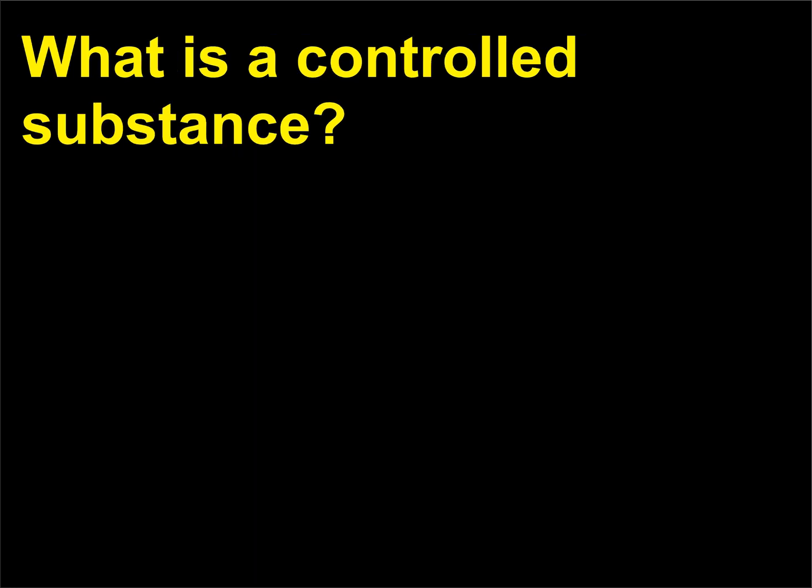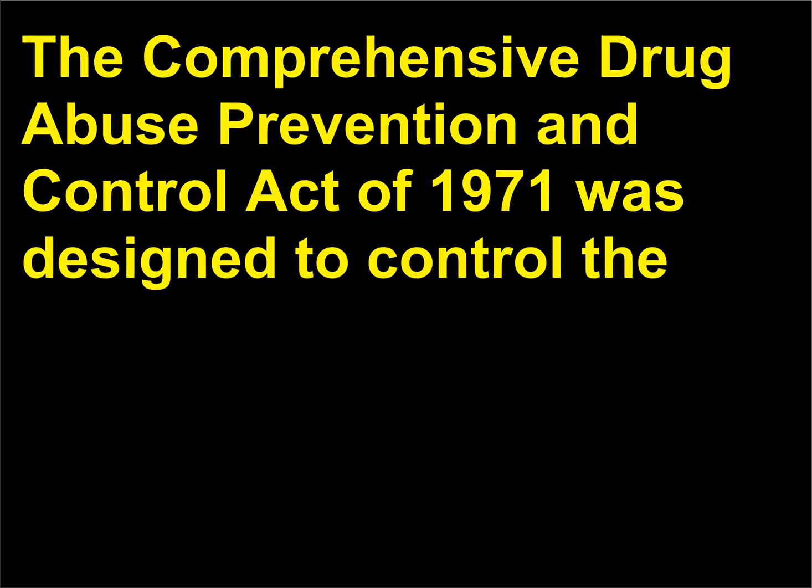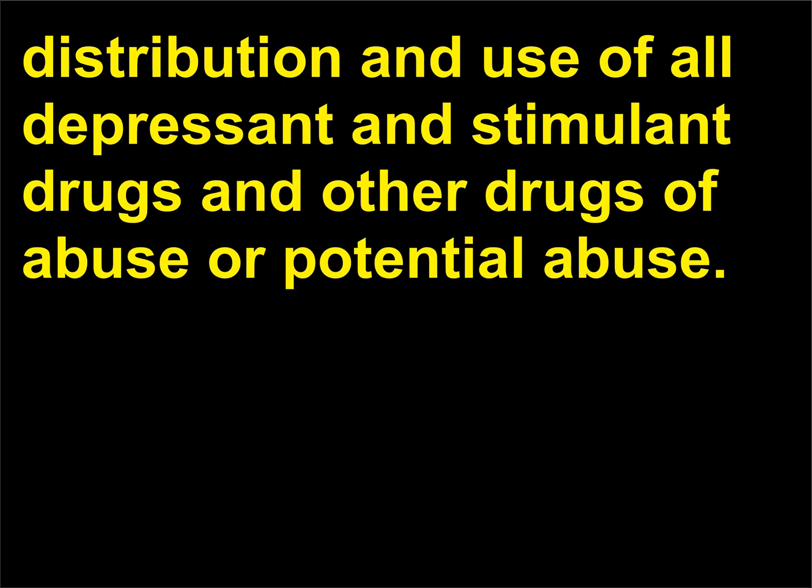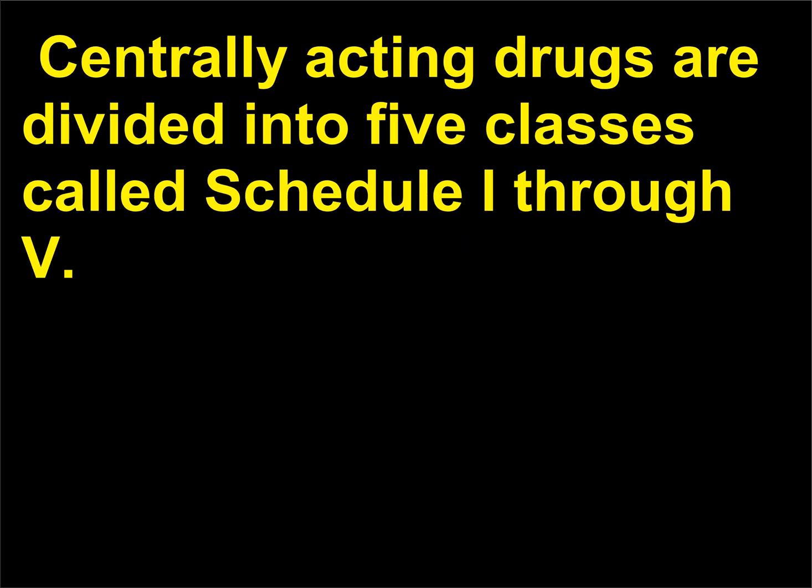What is a controlled substance? The Comprehensive Drug Abuse Prevention and Control Act of 1971 was designed to control the distribution and use of all depressant and stimulant drugs and other drugs of abuse or potential abuse. Centrally acting drugs are divided into 5 classes called Schedule I through V.